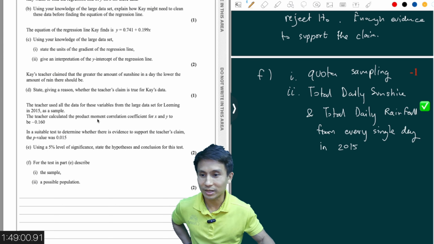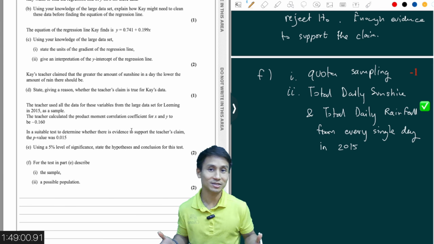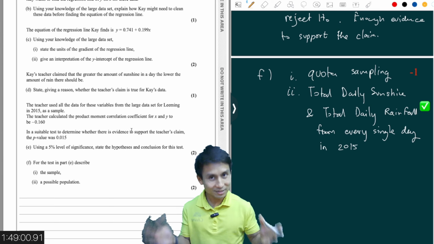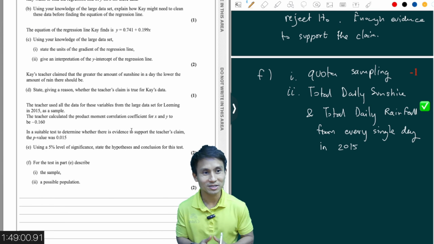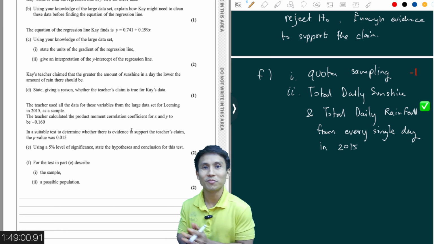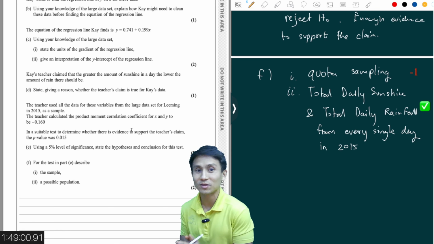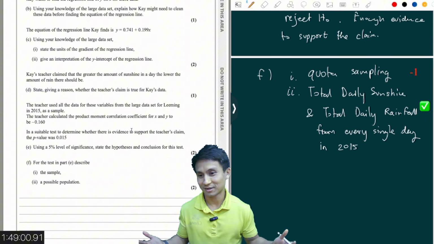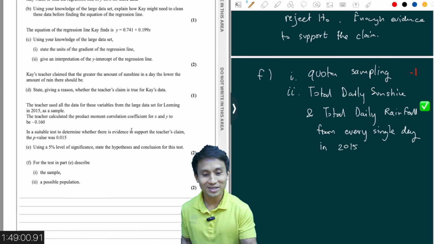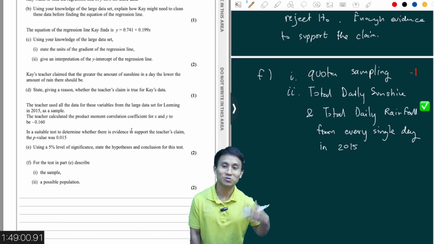For the sample in this test, the data for this sample is basically from the large data set. And the sample is basically just the days from May 2015 to October 2015. I should have said that. This is the type of sampling, not the sample itself. We need to describe the sample.